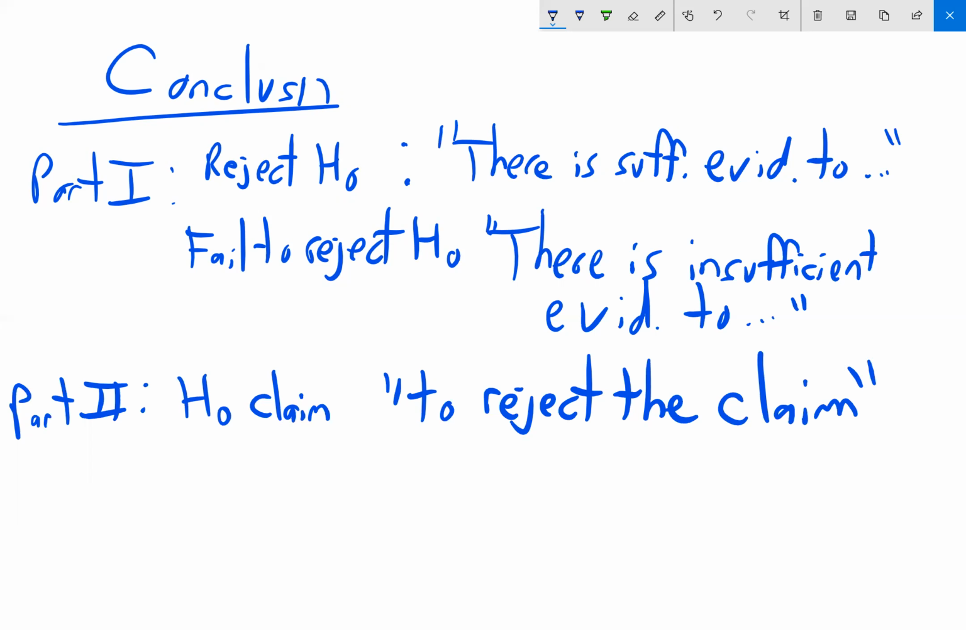After all, a null hypothesis can never ever be truly supported. It can either be rejected or we can fail to reject it. On the other hand, if the claim had been the alternative hypothesis, then the second half of our conclusion sentence would be to support the claim.